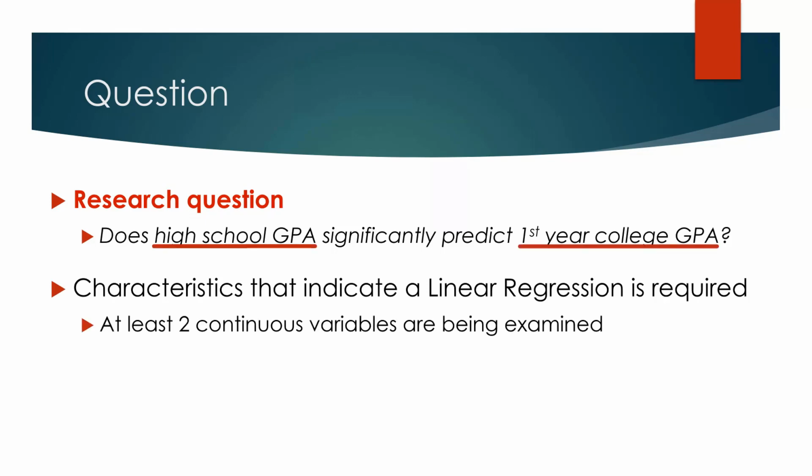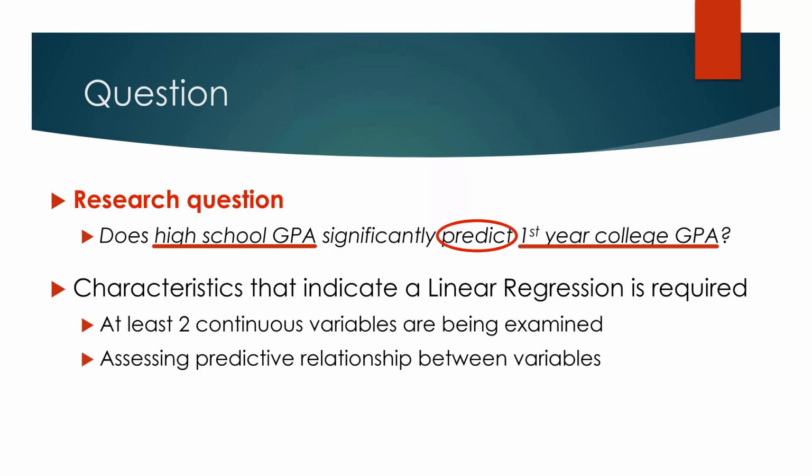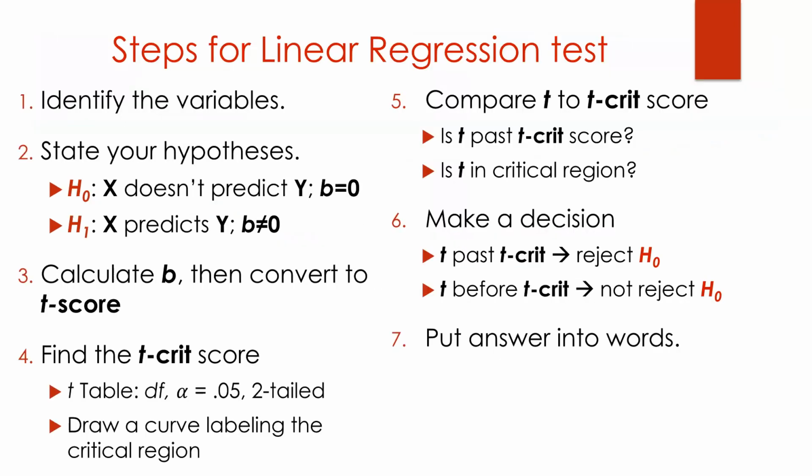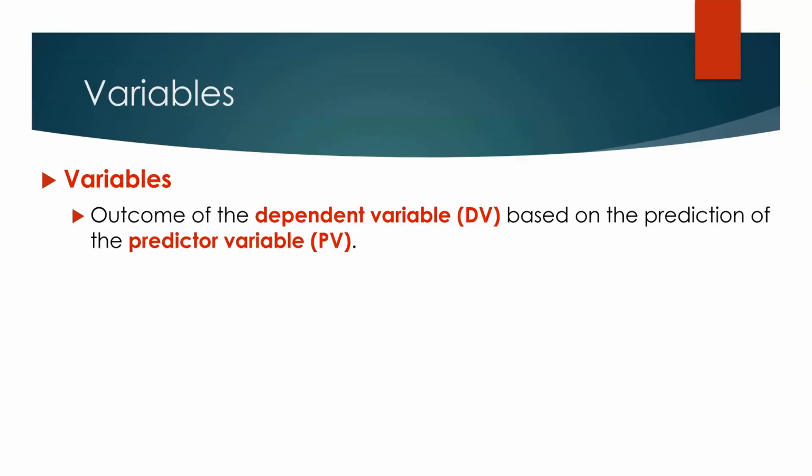So here are some things the question needs to include. You have to have two continuous variables that are being examined. And you know that you are dealing with predictive relationships. So it's not asking, are they related? It's asking, does one predict the other one more specifically? Now, we have these same 7 steps, okay? The hypotheses, calculation, and the crit are going to be slightly different, but the same comparison, steps 5, 6, and 7, is the same for linear regression as it is for all other inferential stats. So let's start with step 1 with the variables.